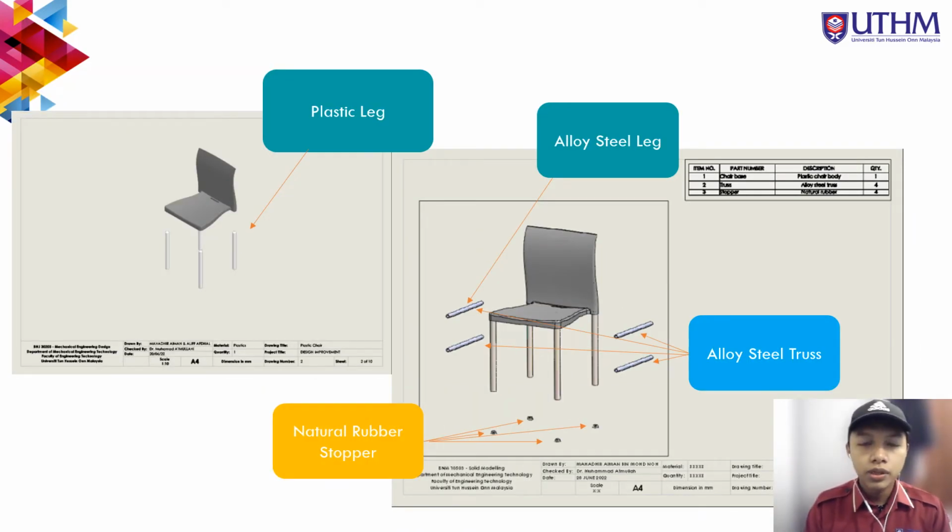Displayed is the comparison of the exploded view of the initial plastic chair on the left side and the improved one on the right side. So for the leg part, we have changed the material from plastic leg to alloy steel, and furthermore we have also included an alloy steel truss so that it can act as a support for the chair structure. And finally, we had also included a chair stopper to improve the initial design.